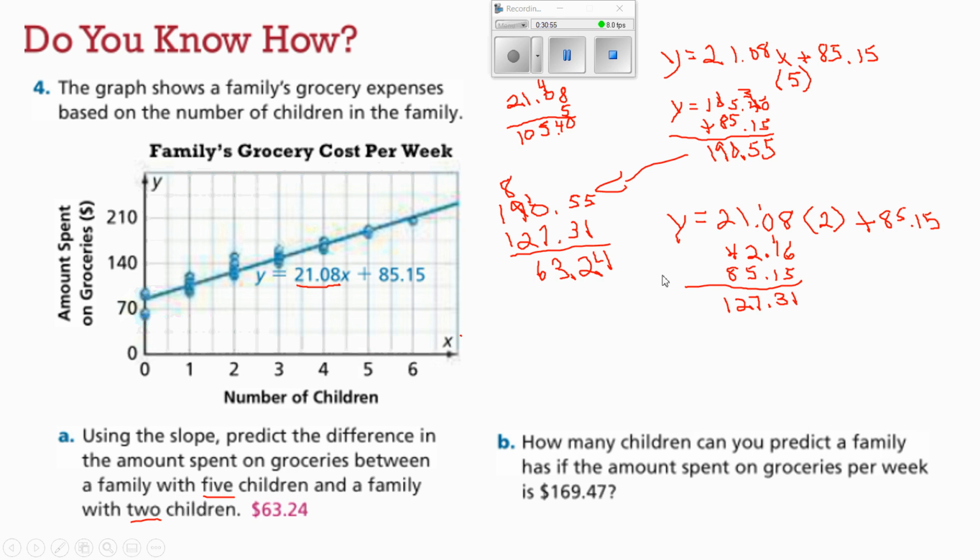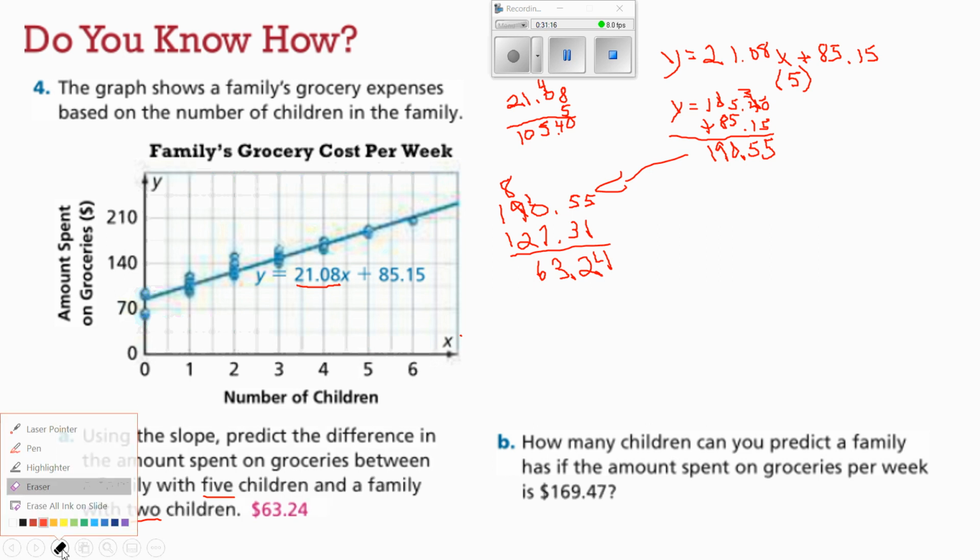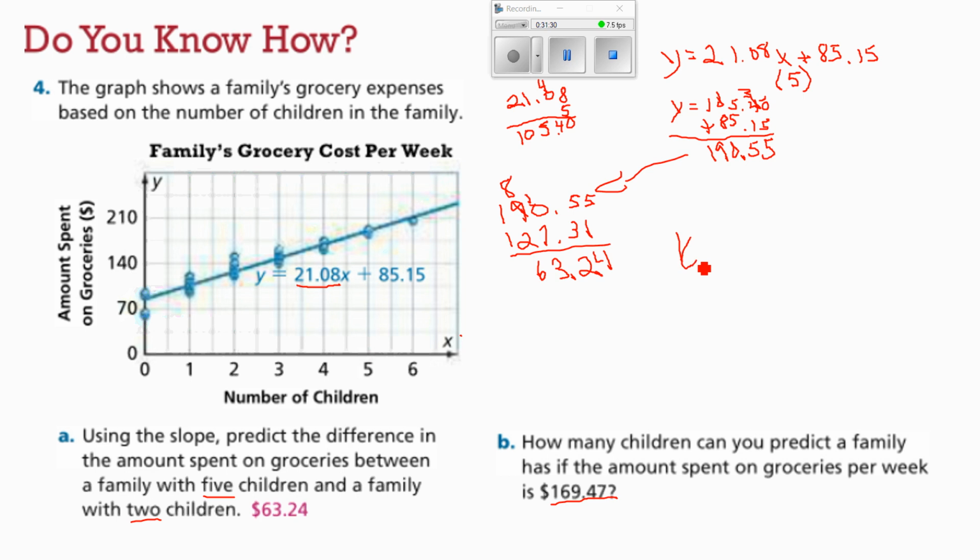All right, how many children can you predict a family has if the amount spent on groceries is $169.47? This is kind of working things backwards, actually. I'm going to need some space, so I'm going to get my eraser here and get rid of some of this. And it's really not that difficult, to be honest with you. All right, so now we're going to make the equation, but we're going to show what y is, because we already know the amount. So we're going to have 169.47.